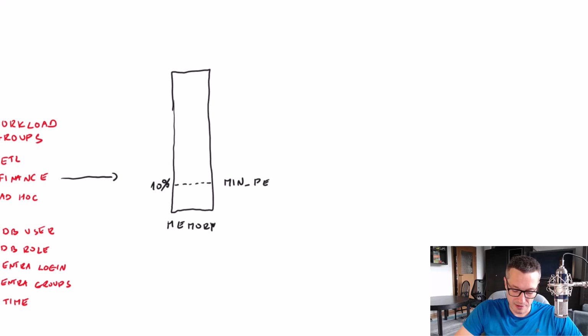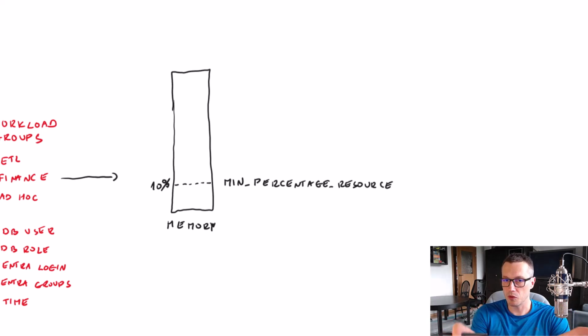So, min percentage resource. It simply means that no matter what, there will always be at least 10% of the whole memory reserved for this finance workload group. No other process, no other query will be able to use this. It will be reserved. So let's mark it like this: this 10% is reserved, no matter what. But on the other hand, it is just a minimum value.